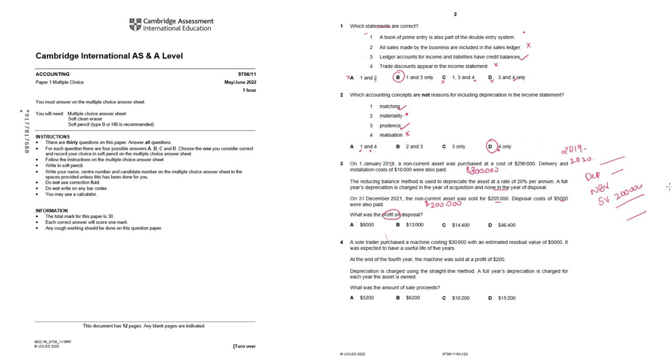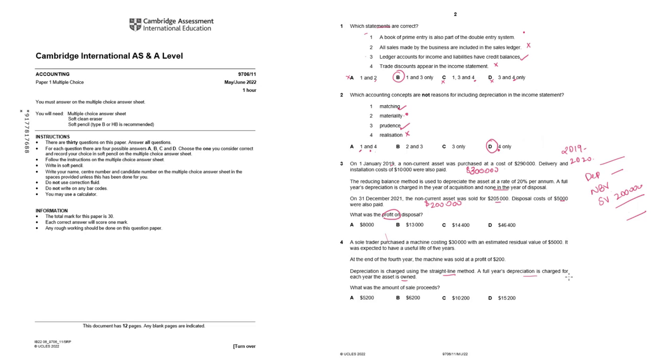A sole trader purchased a machine costing 30,000 with an estimated residual value of 5,000. It is expected to have a useful life of 5 years. Cost is given, estimated useful life is 5 years, and estimated scrap value is 5,000. At the end of the 4th year, the machine was sold at a profit of 200. So depreciation is straight line, fine. Full year's depreciation is charged for each year the asset is owned. Okay. What are the sale proceeds?